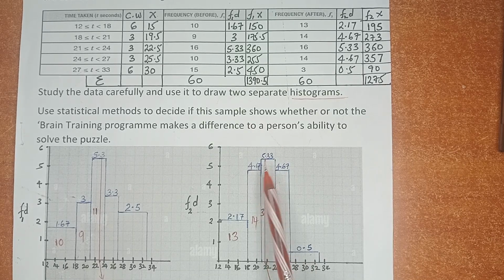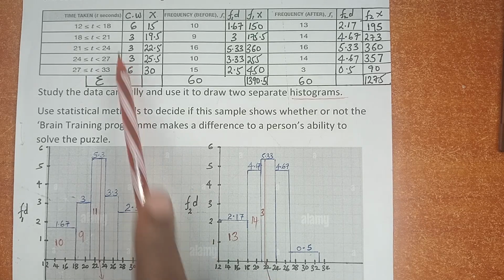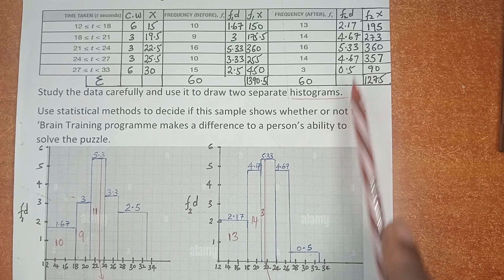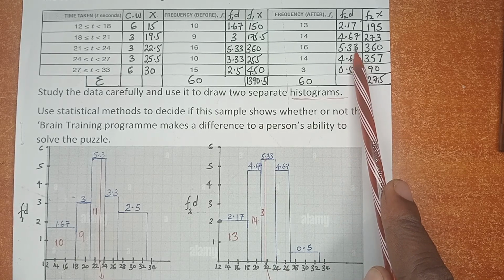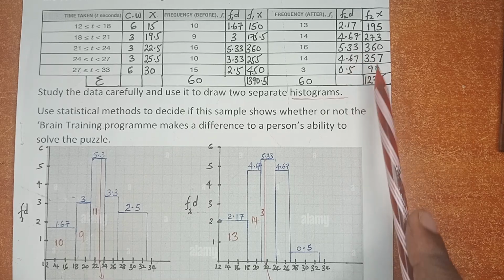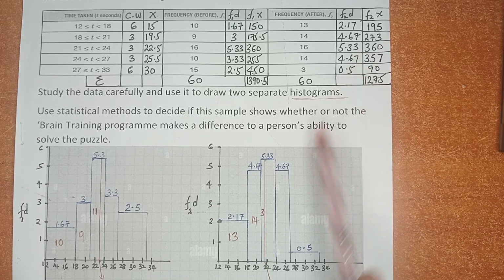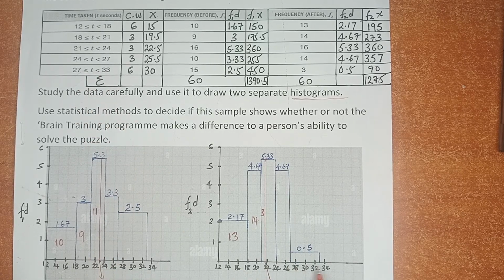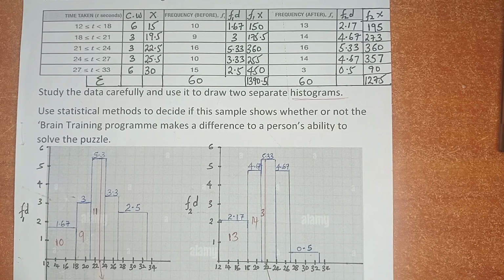It is here. For the third one, which is between 21 and 24, the frequency density is 5.33. It is here. For the fourth class, the frequency density is 4.67, which is this. And for the last class, which is between 27 and 33, the frequency density is 0.5. Those are the two histograms that we have.